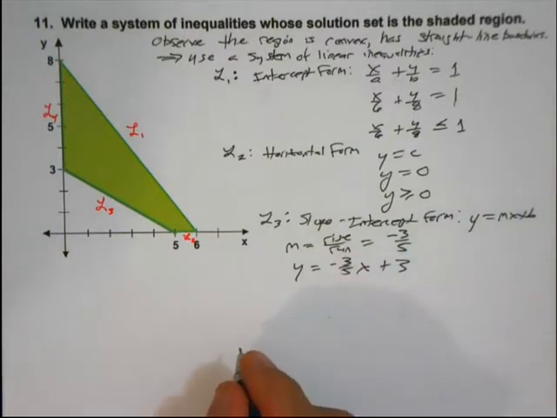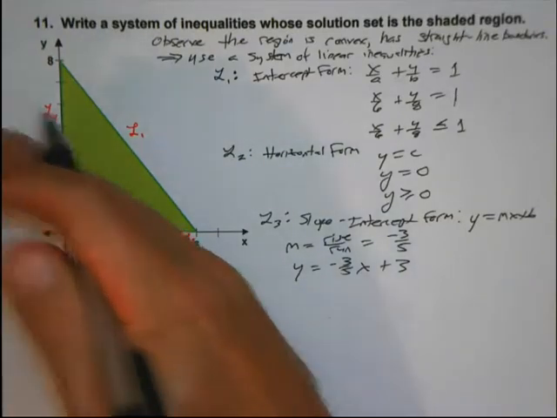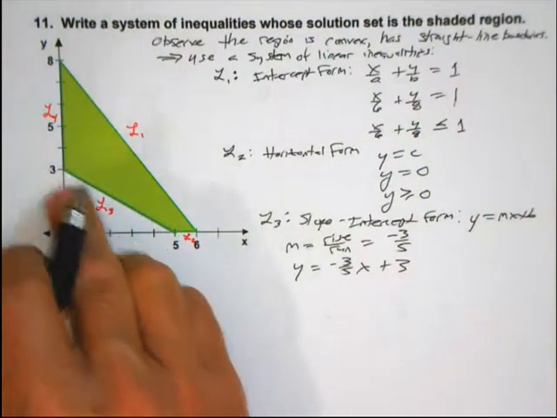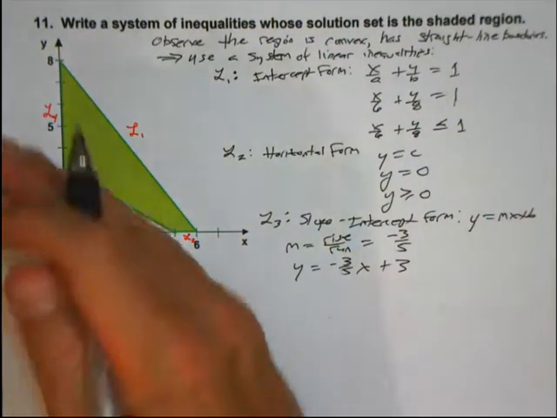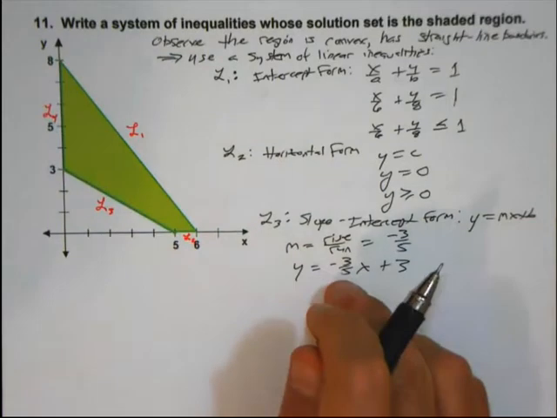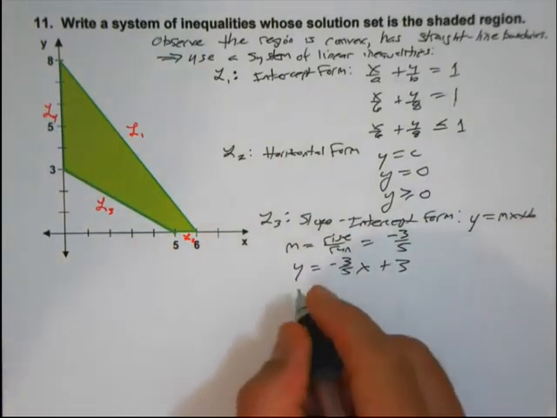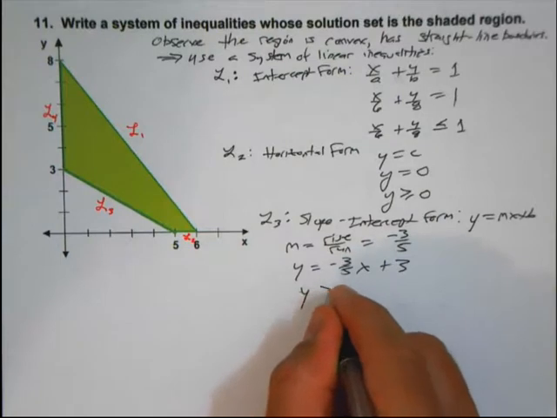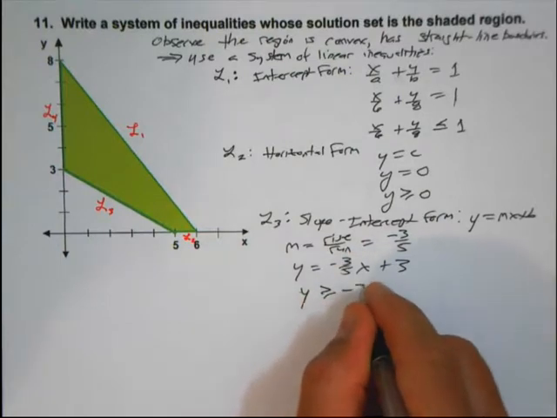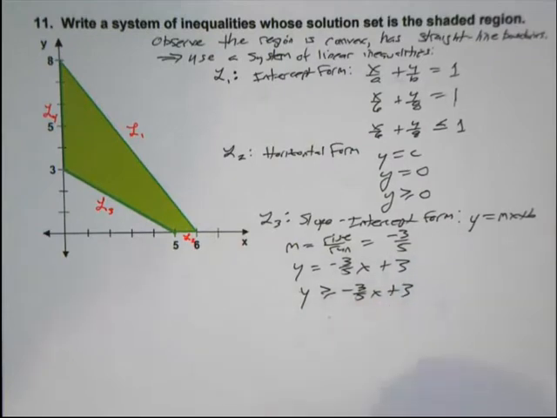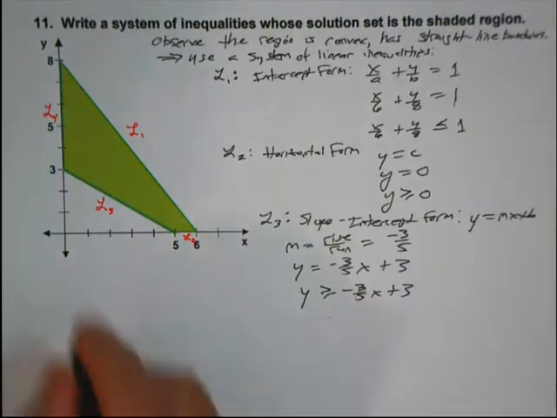Now, what about the inequality? We are imagining a half plane up like this. The boundary line is solid. We need to keep that, but then we need to be above this line, having us choose a greater than or equal to situation. Thus we have y greater than or equal to negative 3/5 x plus 3. Okay, L4.